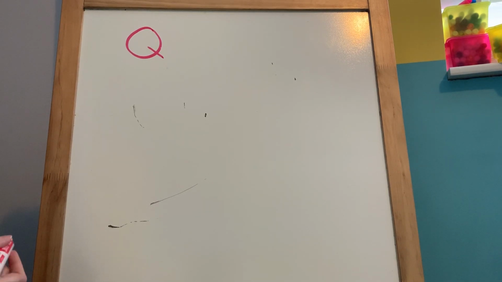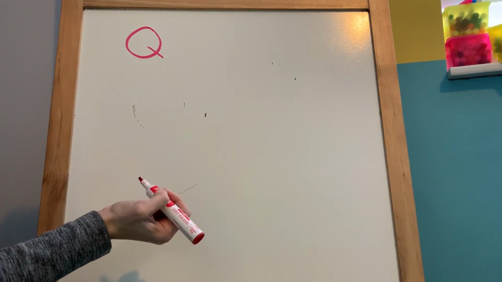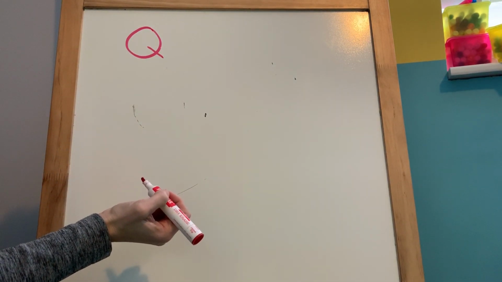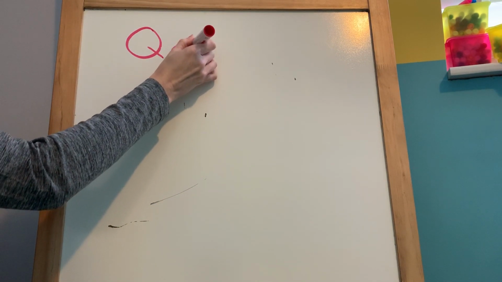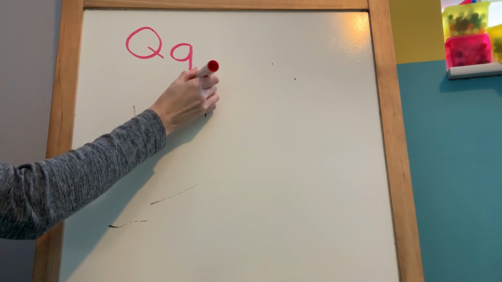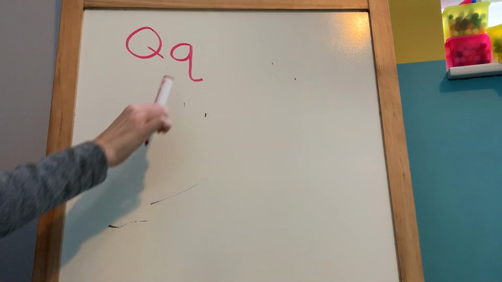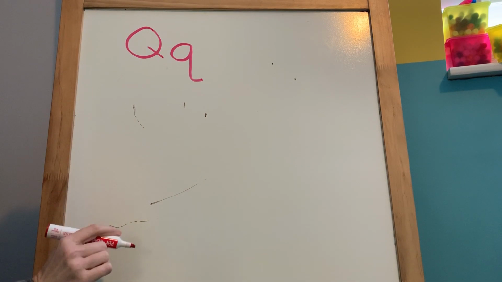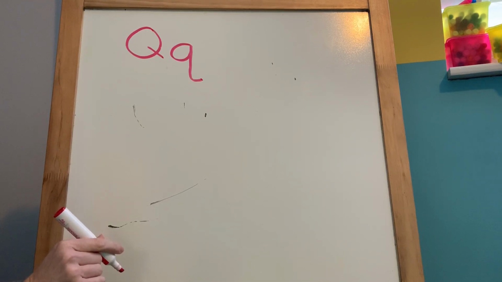So there is our big Q. Now our little Q, do you think it looks the same or different? It is different. So it has a small circle with a tail like this. Okay, so we have our capital Q and our lowercase q. Let's see if we can think of some words that start with k, k, or qua, qua.